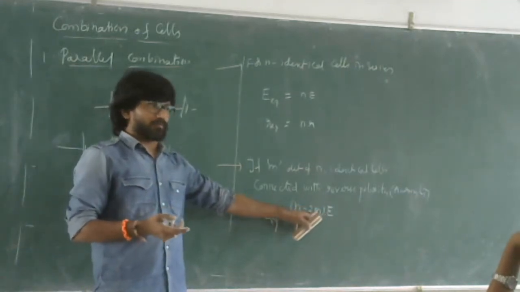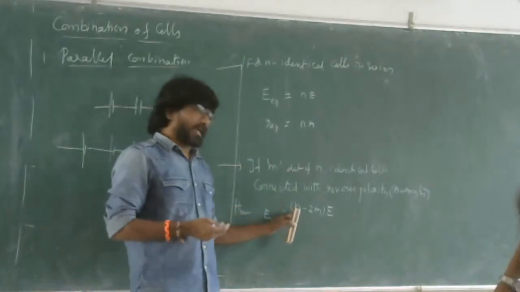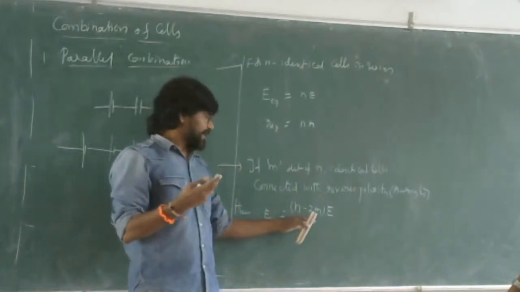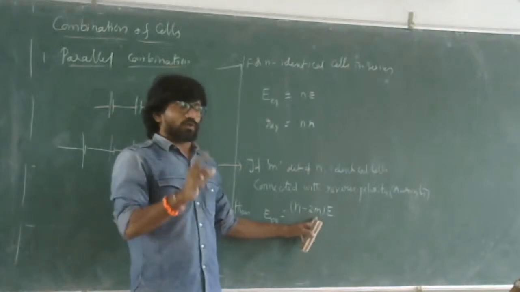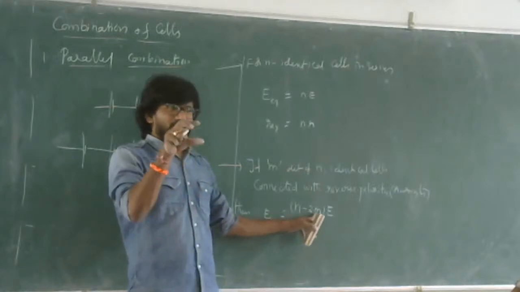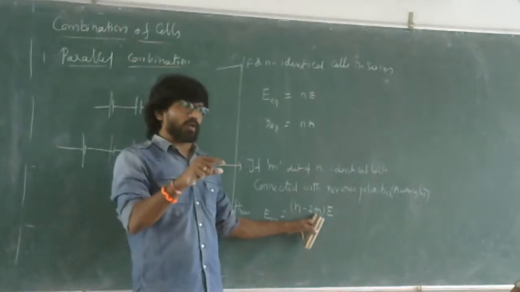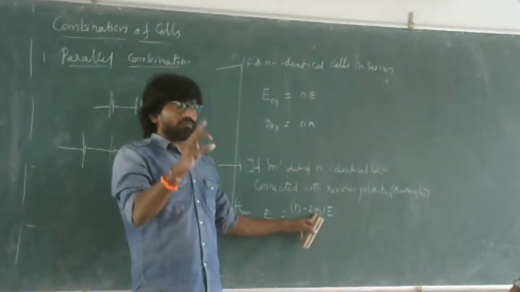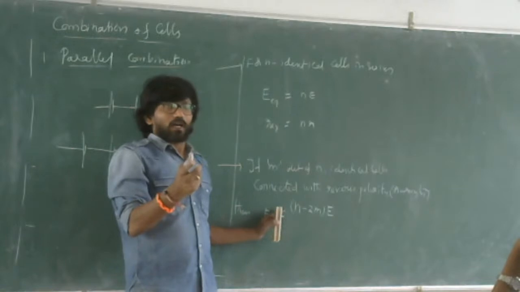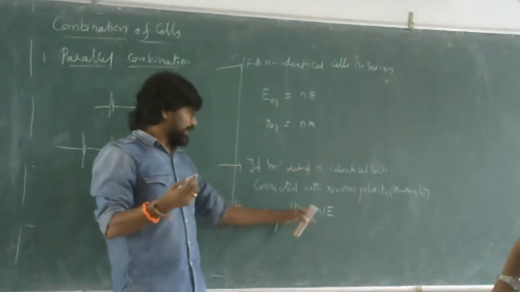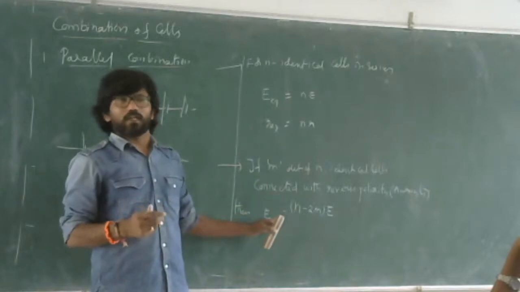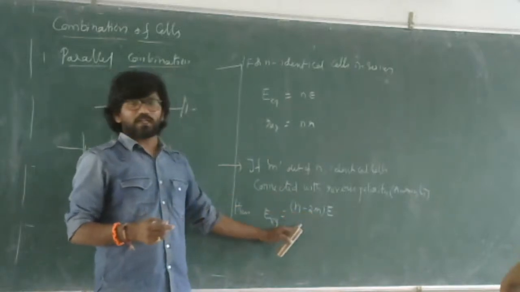Greater than 2m means, if 10 cells are there and 2 cells are reversed, so 2 is this m, the cells which are reversed or connected wrongly. Twice 2 is 4. Total is 10. Out of 10, 4 is less than half of the cells, right? So m should be less than that number. Then only you have to use this relation.